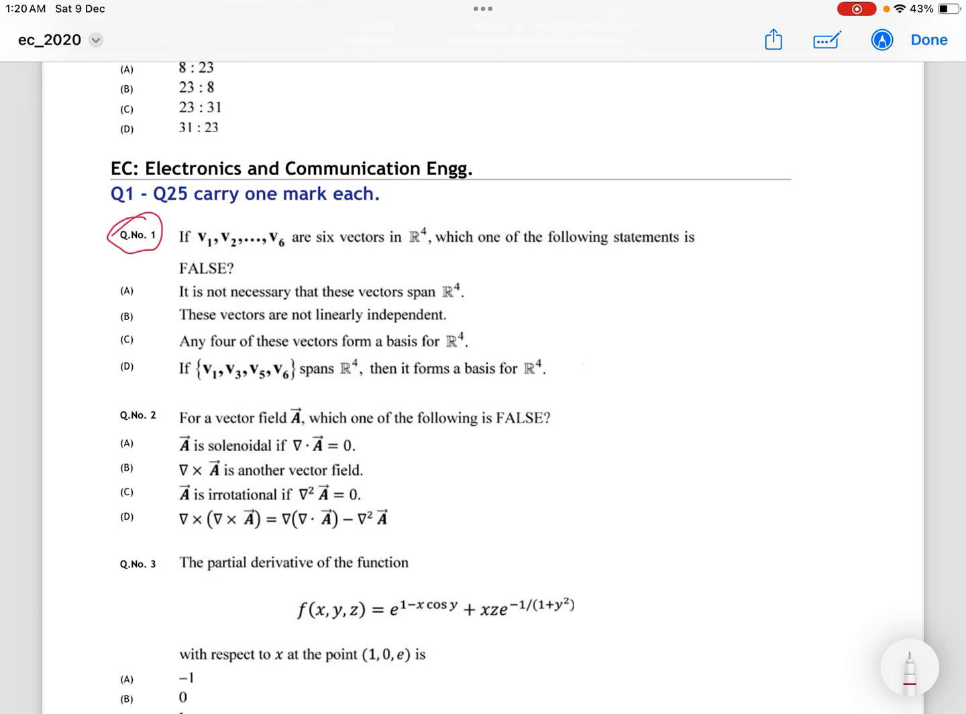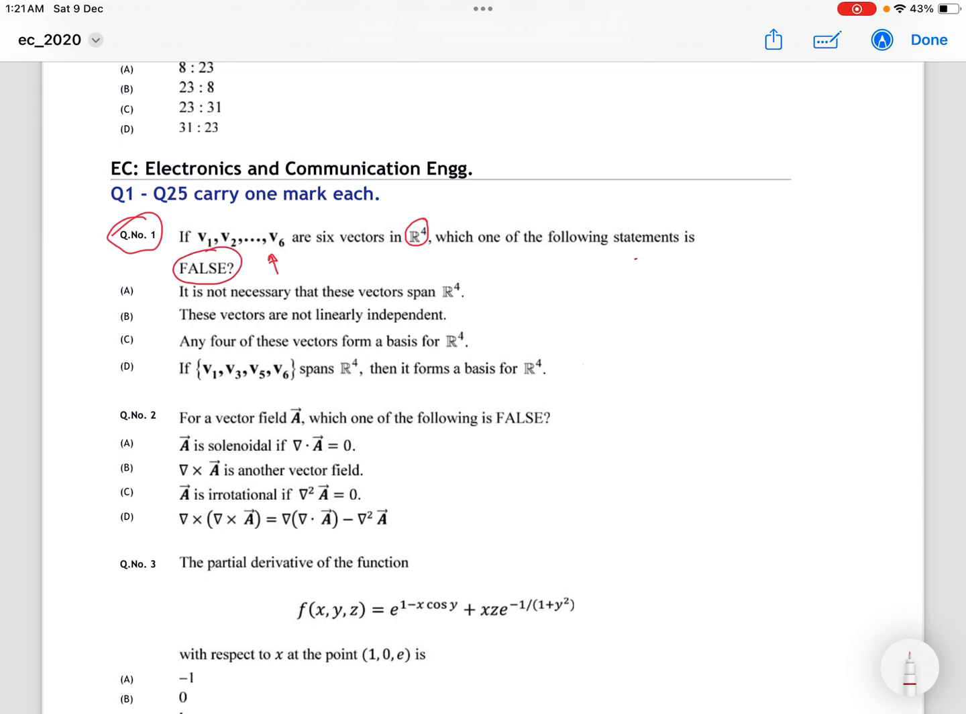And what we have been asked is: if v1, v2, v3, v4, v5, v6 are 6 vectors in R4. So in 4 dimensions we have been given 6 vectors. Which of the following statements is false? We have to find which of the following statements is false.